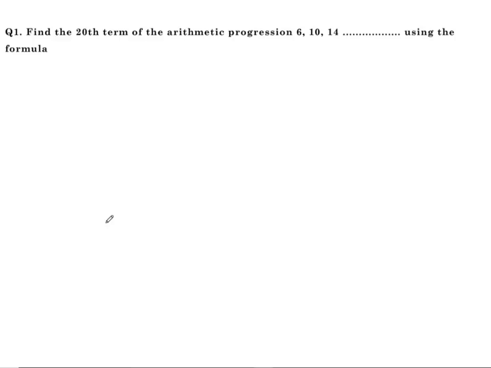Students, when this kind of question is asked, first, for all questions, always write down the given data. What is the given data? The AP is given. What is the AP here? AP is 6, 10, 14 and so on. From this, what is the nth term of an AP? The nth term of an AP is given by an equals a plus n minus 1 into d.